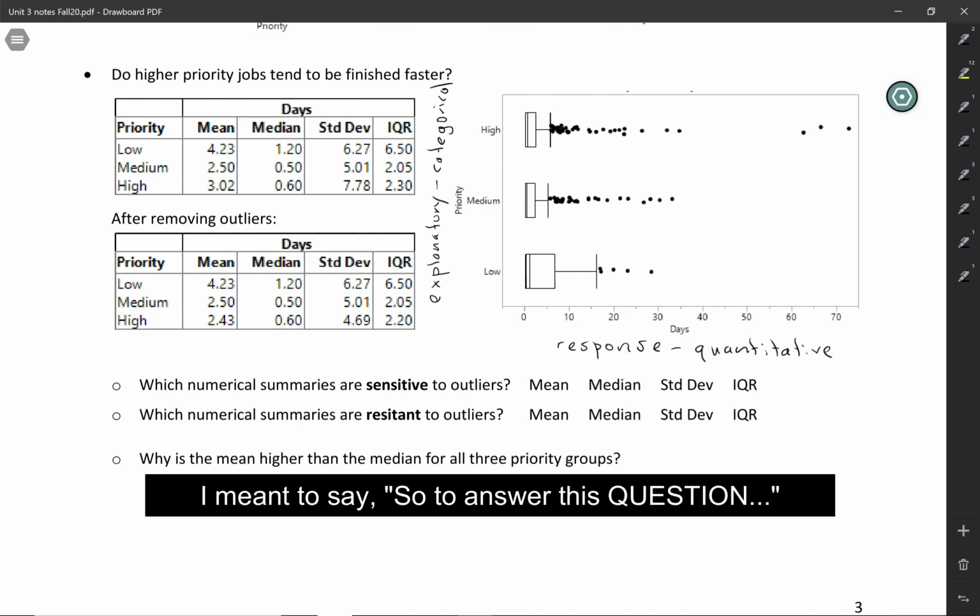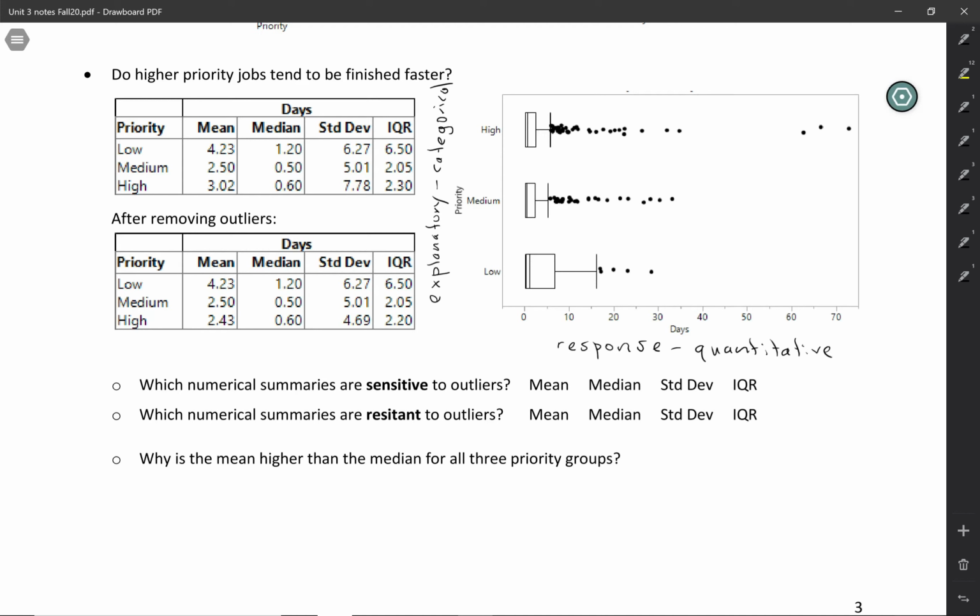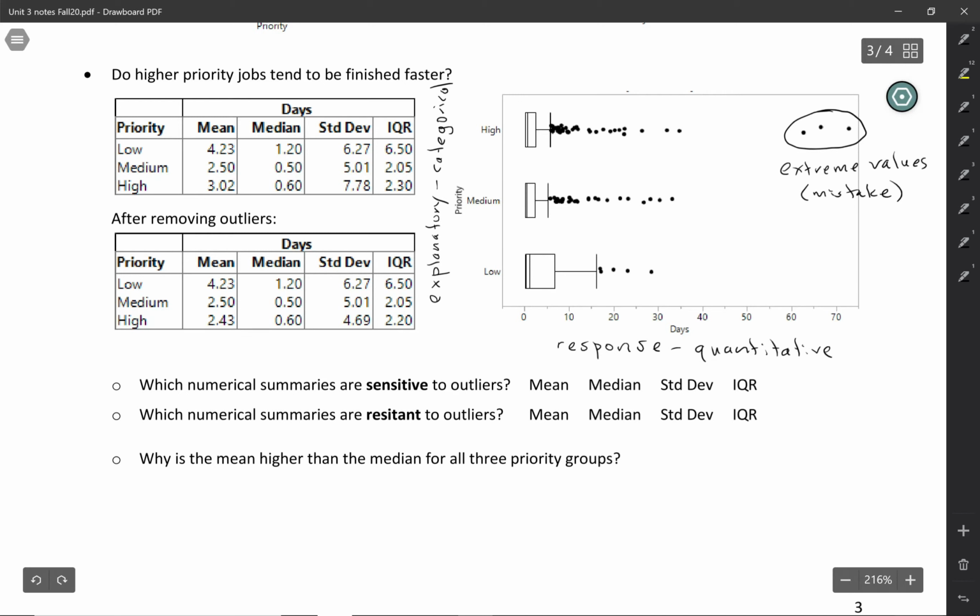So to answer this question using numerical summaries, we might calculate something like the mean or the median for each of the priority levels. If we want to make a graph, we need something that shows the distribution for each group. My favorite way to do this is with parallel box plots, which is what you see here. So you may notice that in this distribution, there are three really extreme values, and it turned out that these actually were a mistake. There was some kind of problem with the system where basically they forgot to close out a job after it was finished, and so it ended up looking like it took way longer than it actually did.